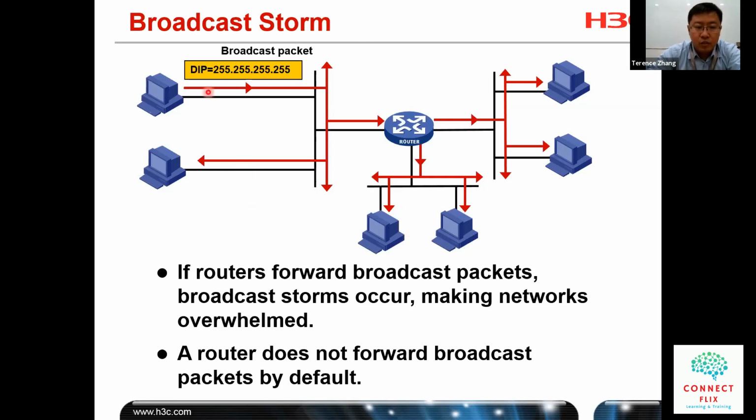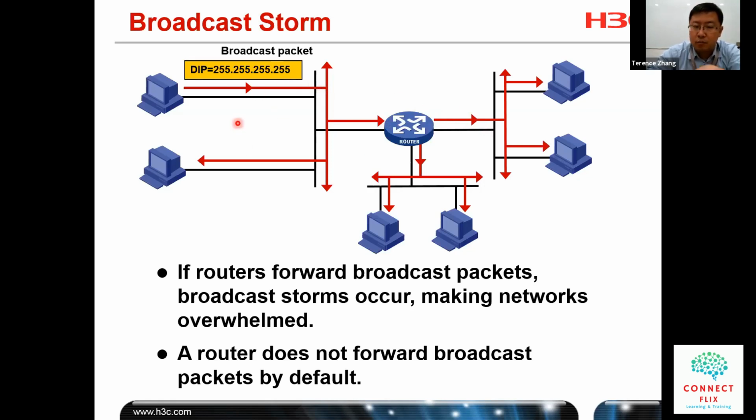So if we imagine it's not on layer 2 but on layer 3, and the PC or the host is sending out a packet with destination IP address full 1. We already learned that full 1 means all networks broadcast. So that means this packet will be sent out on layer 3 to all the nodes on the network. This is what we call a layer 3 broadcast domain.